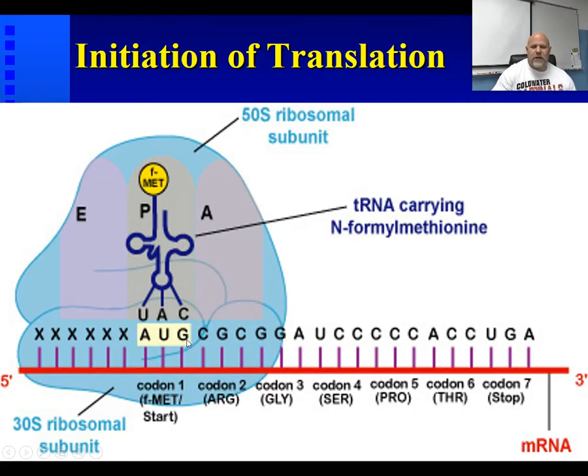And when they find a start codon, they will stop when the start codon is in the P site, and they will signal transfer RNAs to bring in the appropriate match to the start codon. Now, it's not really a true match, it's the complement. So AUG, which is our codon, is going to be complemented by UAC, which is what we call the anticodon.